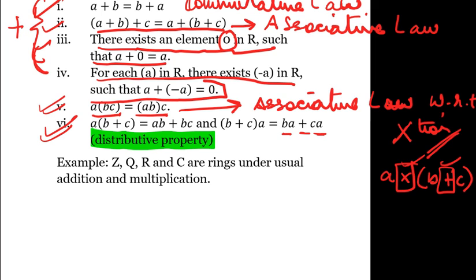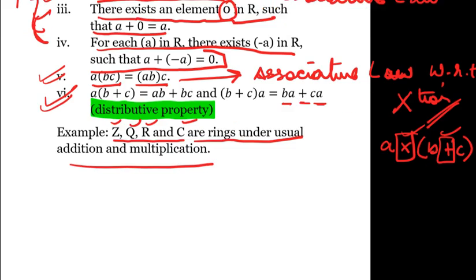There are a few examples they have given to us: Z, Q, R and C. What are these? Z are integers, Q rational, R real, and C complex numbers, are rings under usual addition and multiplication. So the set of integers, the set of rational numbers, the set of real numbers and also complex numbers will form a ring under usual addition and multiplication.